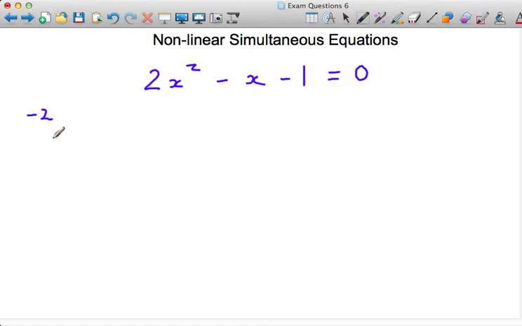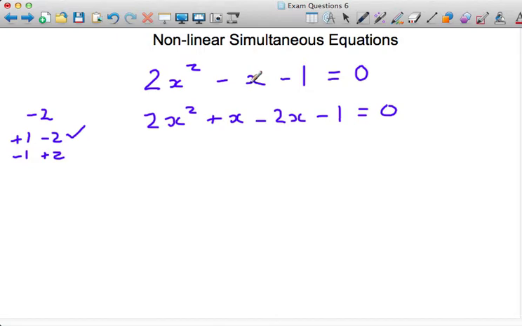I'm going to solve this by factorising. We multiply the 2 by the minus 1, then we look for factors of minus 2 that add up to the number in front of the x, minus 1. So I can have plus 1 multiplied by minus 2, or minus 1 multiplied by plus 2 to give me minus 2. Now which of these pairs adds up to minus 1? It's this pair here. What I do now is I split this minus 1x into two parts, and I write 2x squared plus 1x minus 2x minus 1 equals 0. So I've written minus x as plus x minus 2x.